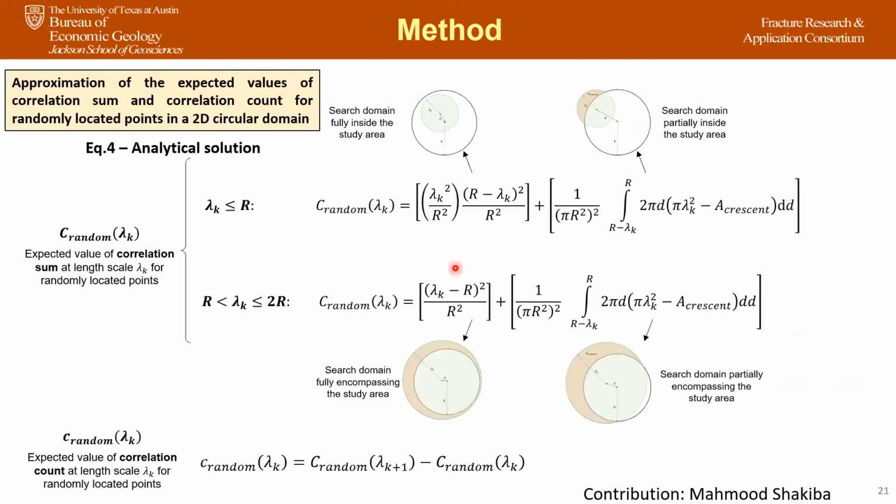And we also have an analytical solution for this problem. This is basically calculating the expected correlation count for a random arrangement of points in this circular area. For that, we basically use the radius of the study area and the size of the length scale being analyzed, and this will give us the resulting expected value of correlation count. And this was a contribution of our fellow student, Mahmoud Shakiba.